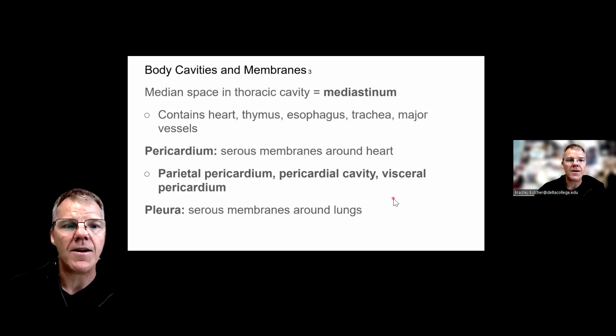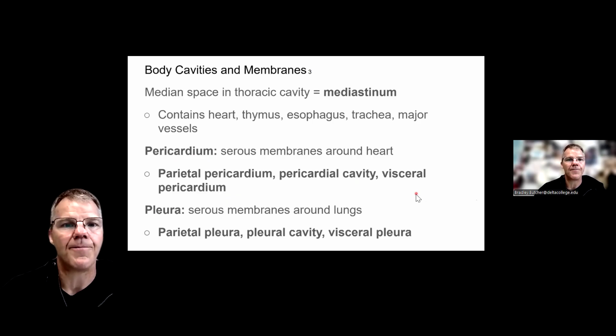And then we have the pleura, and this is the serous membranes that surround the lungs, right? So cardio refers to heart, pleura refers to lungs. Now the parietal pleura, the pleural cavity, and the visceral pleura. Notice that some of these terms are starting to repeat, and we're just combining these regional terms, our directional terms, and some of our membranes and cavities.